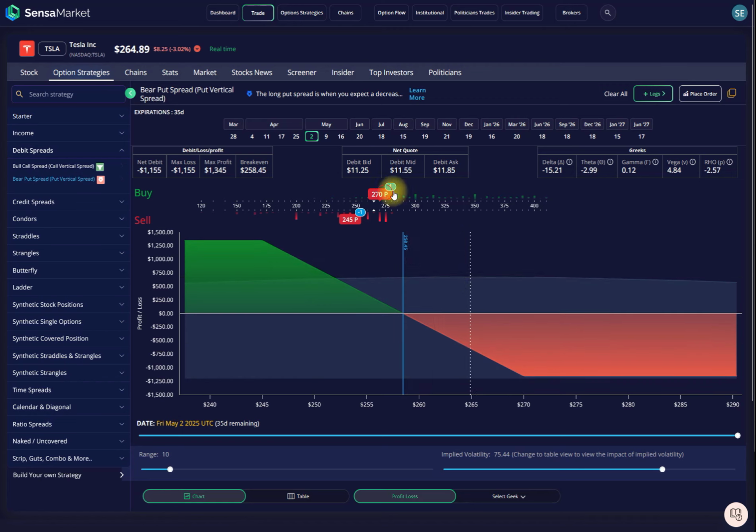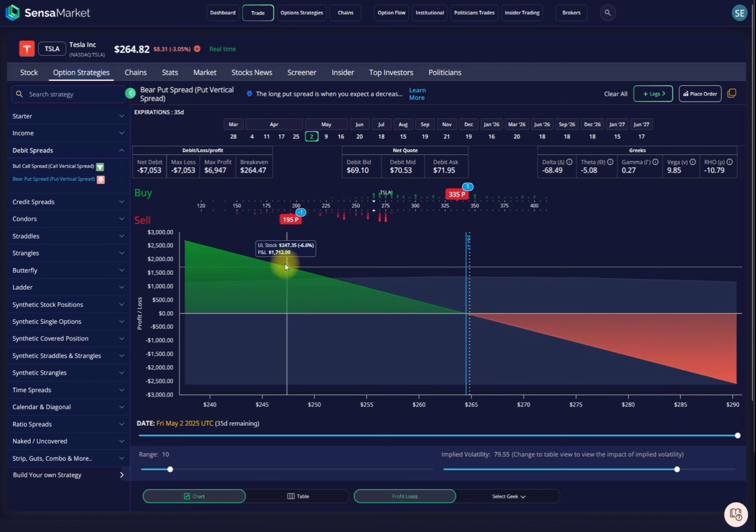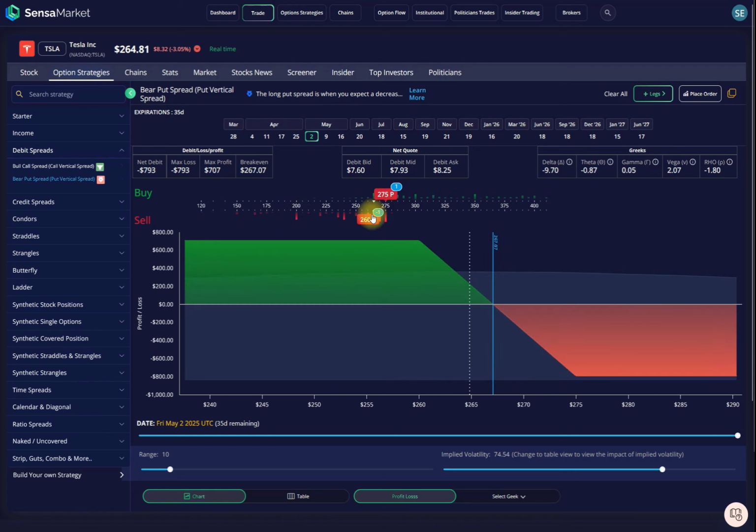We're buying the more expensive in the money thing, selling the less expensive out of the money thing. You can tighten them up as much as you want. As long as the short is further out of the money than the long, you'll wind up with a debit, if you're buying the long and selling something that is further out of the money.